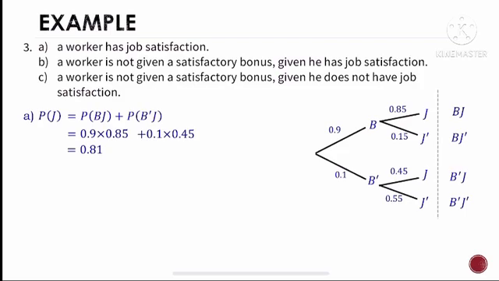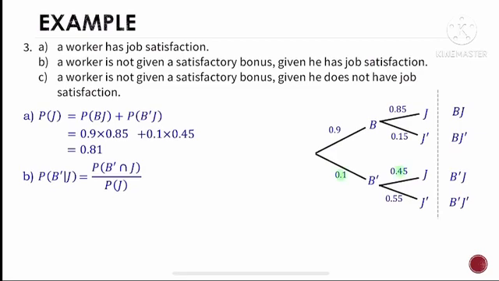Question 3b is the probability that a worker is not given a satisfactory bonus given he has job satisfaction. This is conditional probability, P(B'|J). It equals P(B' ∩ J) divided by P(J).